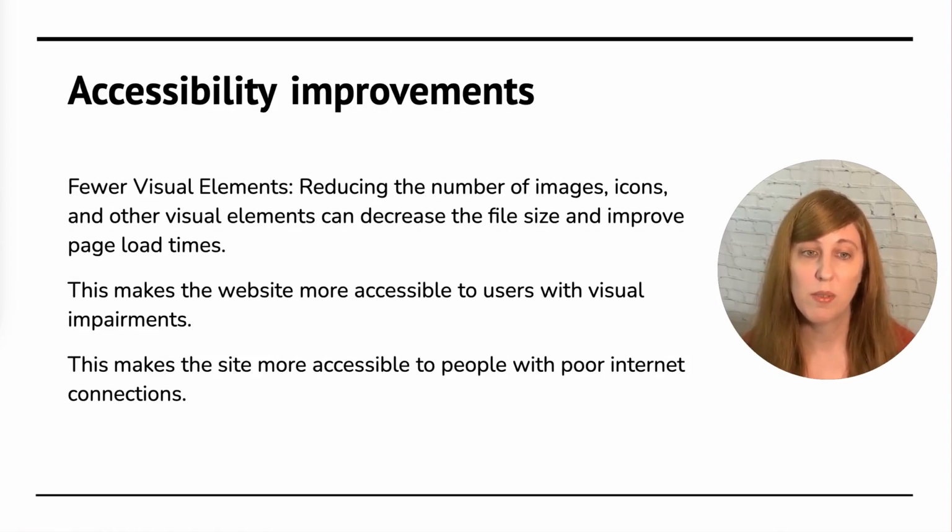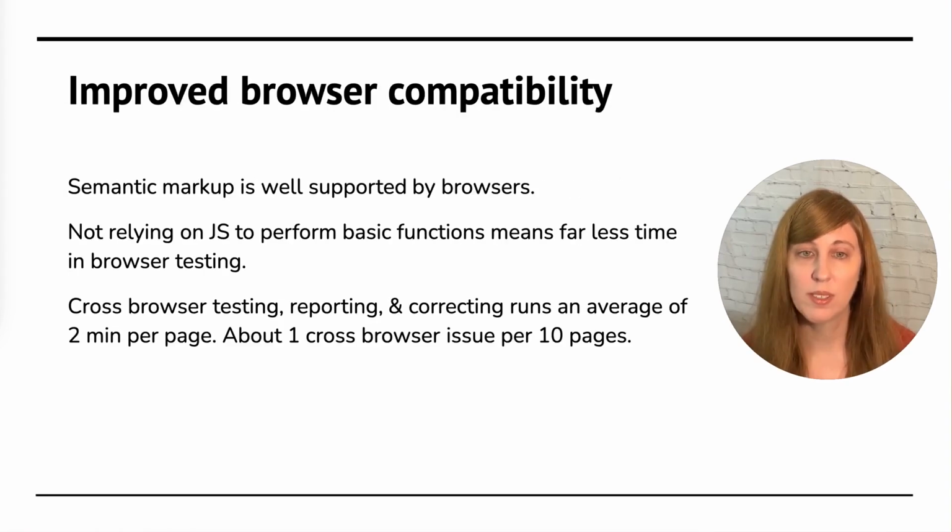Accessible websites frequently also have fewer visual elements. By reducing the amount of content that has to be loaded, we make these websites faster and decrease the file sizes and improve page load speeds. This also makes the website easier to use for people who have visual impairments and makes it easier for people who have poor internet connections.